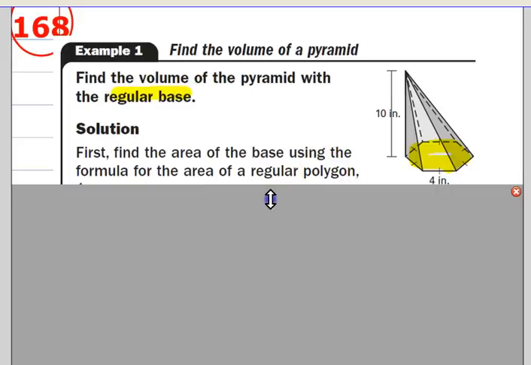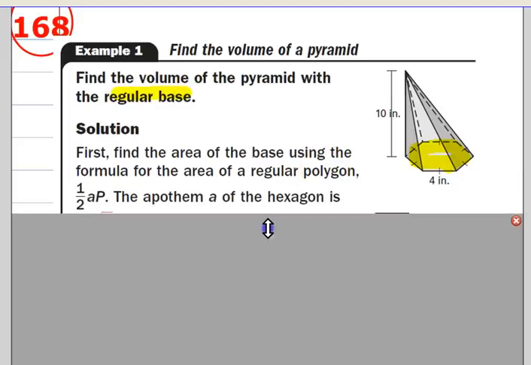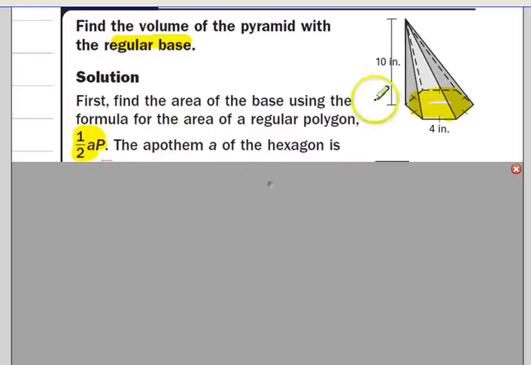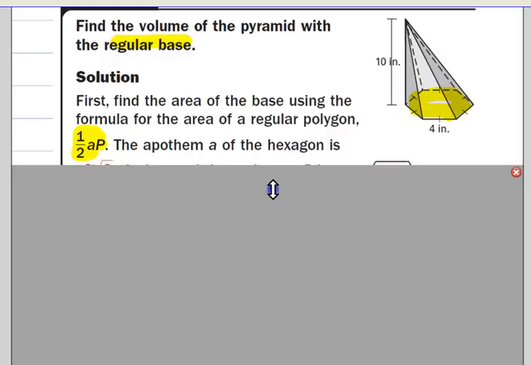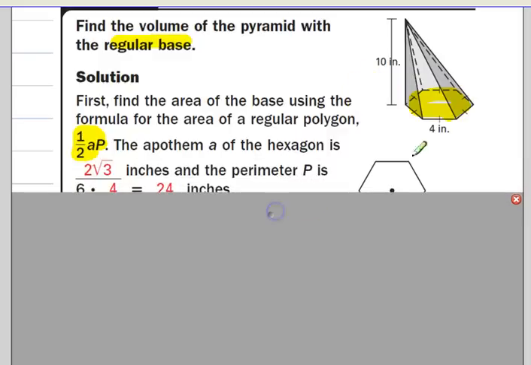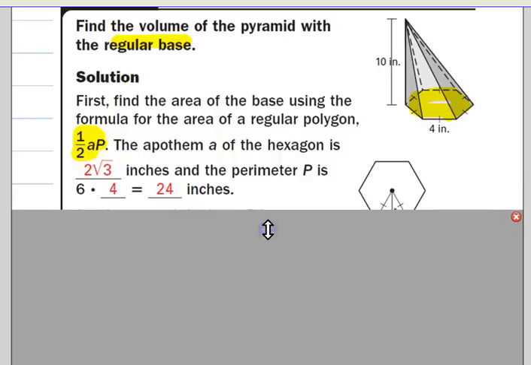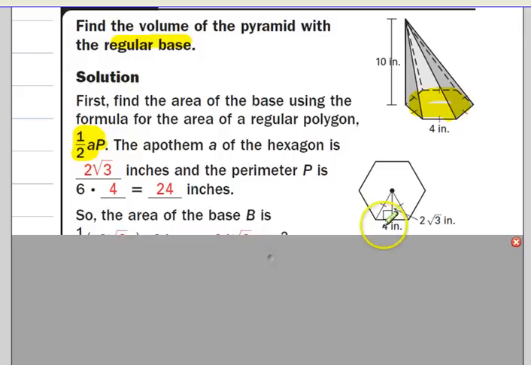And so since we know regular means all the sides are the same, we know the formula for the area of a regular polygon is 1/2 a times p, where a is the apothem and p is the perimeter. So we can figure out the perimeter since they tell us the sides are all 4, which means the perimeter is 24. And then since we have an apothem, we can do our right triangle trigonometry or special right triangles to figure out the length of the apothem, which is in this case 2 square roots of 3.